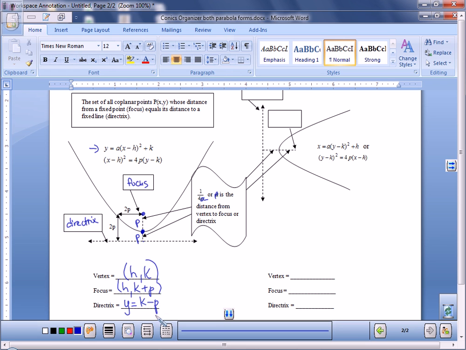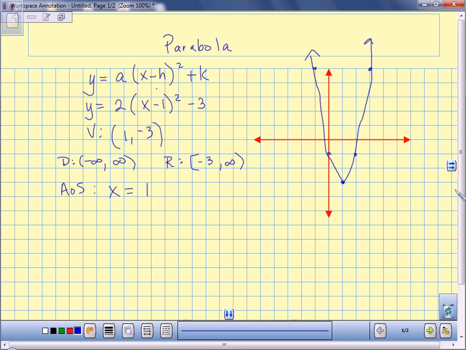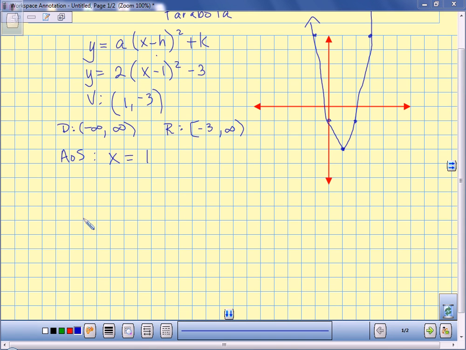All right, now I understand that a lot of this does not make sense until we look at it in context. So let's go back and look at the same problem in context. Y equals 2 times (x minus 1) squared minus 3. If you noticed on the other one, this term here, our A, is equal to 1 over 4P. So if A is 2, what would P have to be?